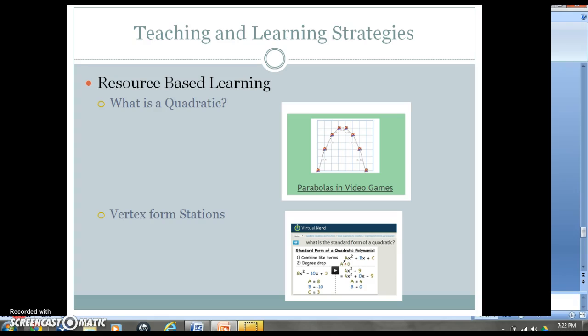The next time the students will be completing a resource-based learning activity is when they're completing the Vertex Form stations. The students will be traveling around the room to different stations where there are different resources provided to them. They'll receive an article from online. They'll watch a video from Virtual Nerd. They will also investigate using the Desmos calculator on the smartboard. And finally, they'll be reading a section from their textbook about the vertex form.